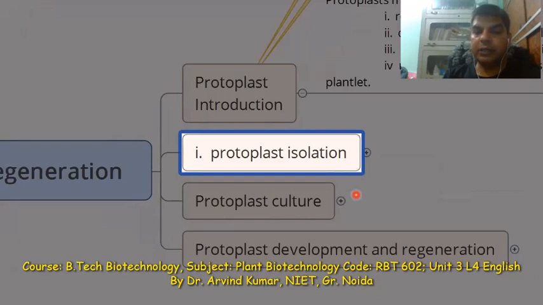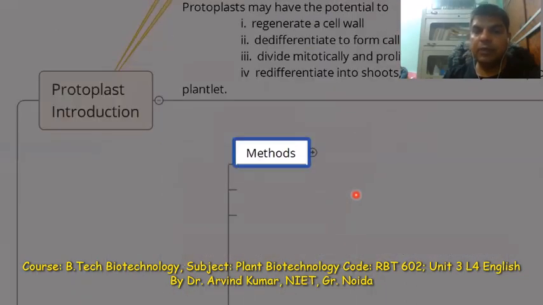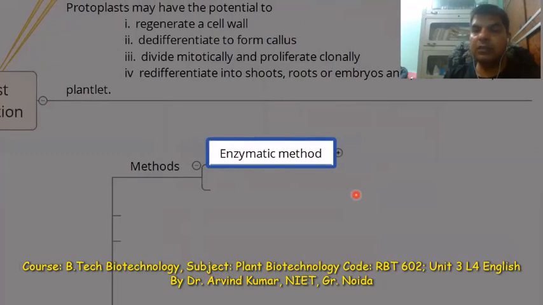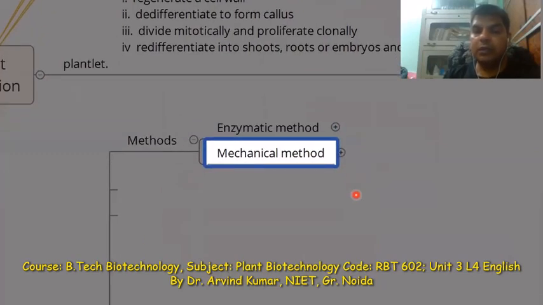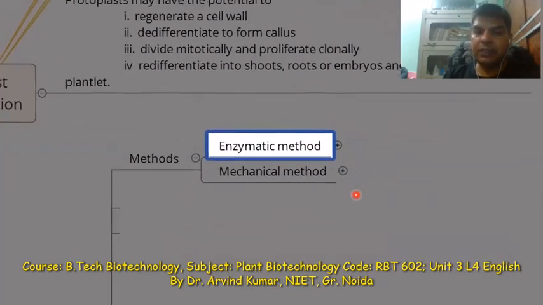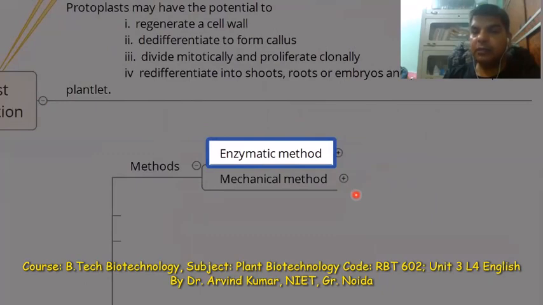The second task is the method to isolate the protoplast. What methods do we use to isolate protoplast? We can divide them into two categories. The first one is the enzymatic method, and the second one is the mechanical method. In the enzymatic method, as its name indicates, we use certain enzymes to isolate the protoplast.